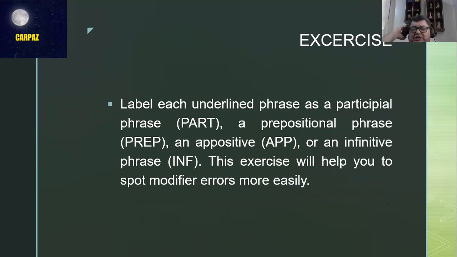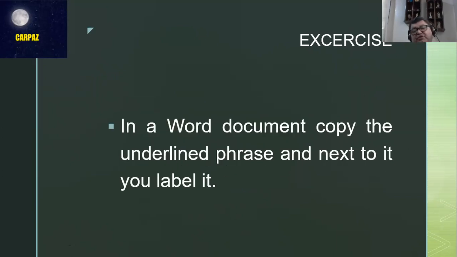Now, let's work with the exercise. We have to label each underlined phrase as a prepositional phrase, a participial phrase, an appositive phrase, or an infinitive phrase. This exercise will help you to spot modifier errors more easily. Once we identify what phrase is in the sentence and what the function of the phrase is, obviously it's easier. Now, how are we going to do it? We're going to do it in a Word document. We will copy only the underlined phrase, and next to it, you will label it.